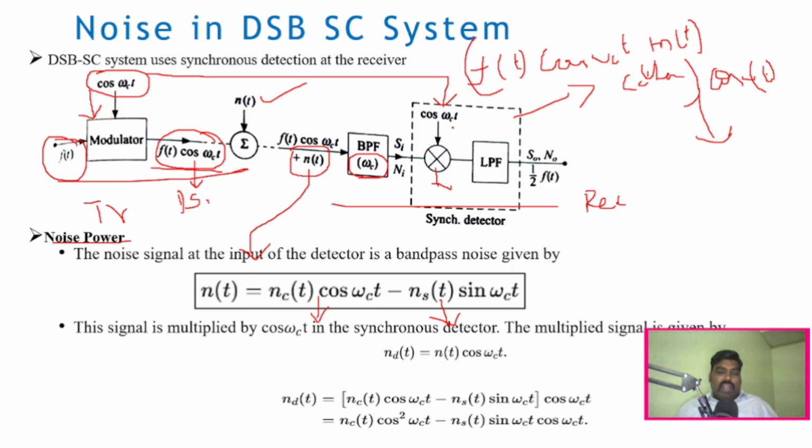And we know that cos omega ct is multiplied along with this particular signal, correct? So here you can see what happens: n of t is multiplied with cos omega ct. You also have the message signal, but I am just taking the noise signal because we are calculating the noise power. If we multiply the noise signal, nc of t cos omega ct minus ns of t sin omega ct, with this particular cos omega ct, you will obtain an expression with cos square omega ct and sin omega ct cos omega ct.